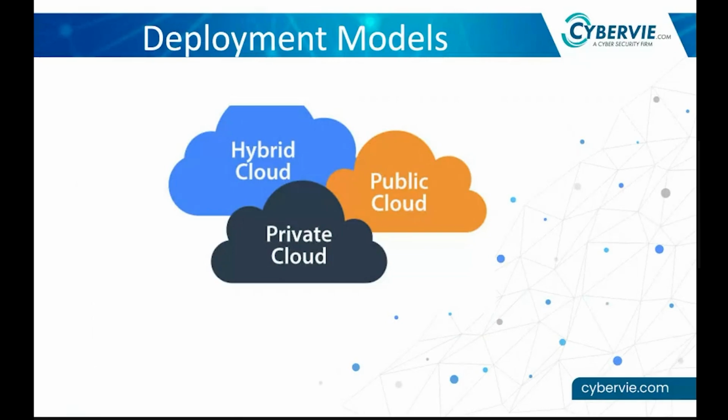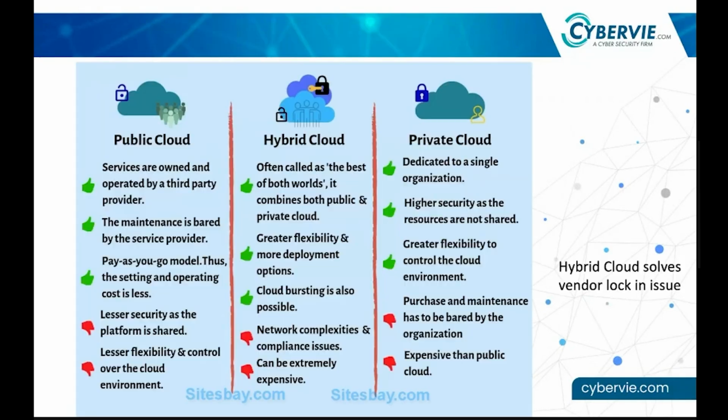Then coming to deployment models, we have public, private, and hybrid cloud. These are the major differences between the three deployments. If you take public cloud, services are owned and operated by third-party providers. It is a sharing platform where different people can deploy their resources. If you take a private cloud, it is dedicated to a single organization. It is private to that organization, which is more secure compared to the public cloud. So if you have more data-sensitive applications, generally we go for private cloud. If you don't have data-sensitive applications, then we'll go for public cloud.